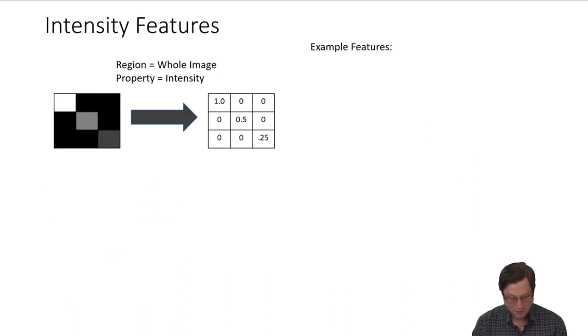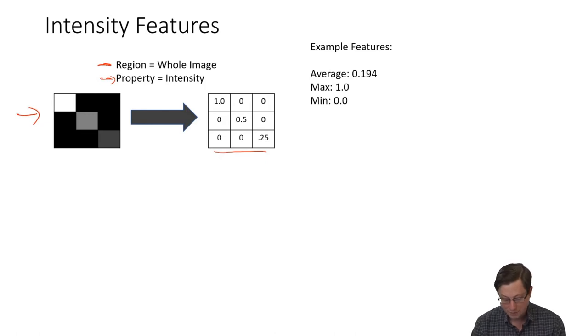Let's start with an example of intensity features. We'll say the region is the whole image, and this is the same sample that we had earlier. The property, like I said, is going to be intensity. So here are the intensity values for the whole image. Now we need to pick the aggregation that we want to use, and here are some options. Let's say we pick average, min, and max. Then we would output one feature for the whole image with the average intensity, in this case 0.194, one feature with the maximum, which is 1, and one with the minimum, which is 0. And so there you go.